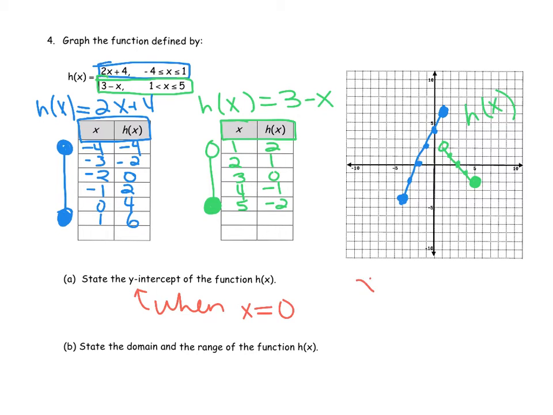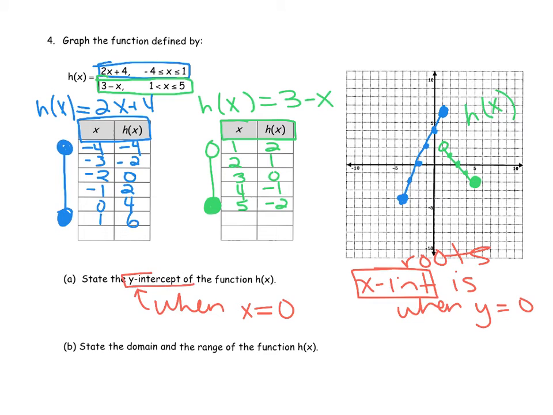Remember, if I said find the x-intercept, you will remember x-intercept is when y equals 0. Remember that x-intercept is talking about the roots. So if I ask for the y-intercept, you have to remember that's when x equals 0. So when x equals 0, my y value is right here, and that's when y is equal to 4. So we have y equals 4.